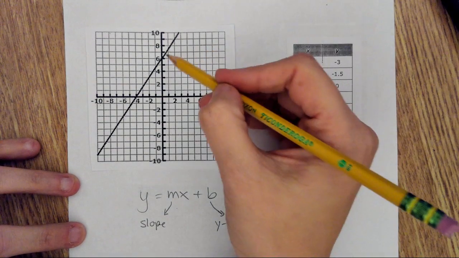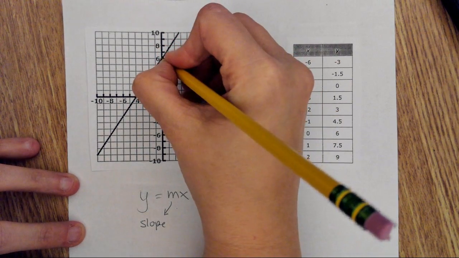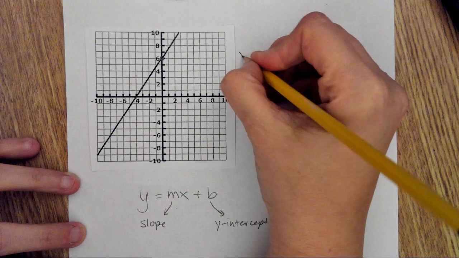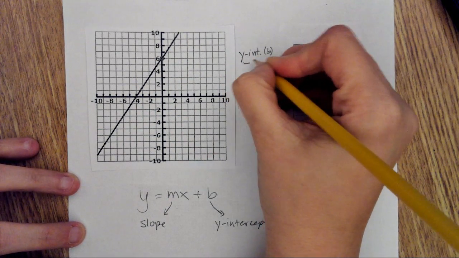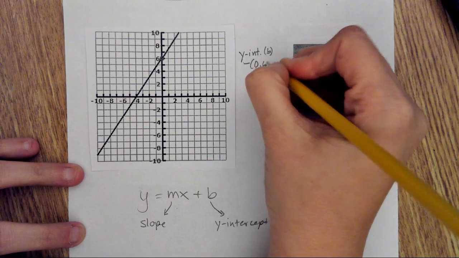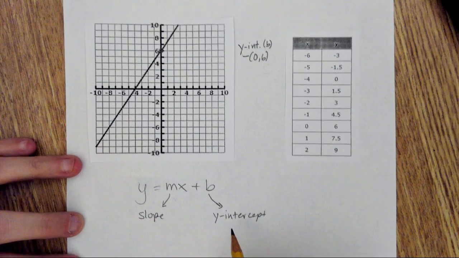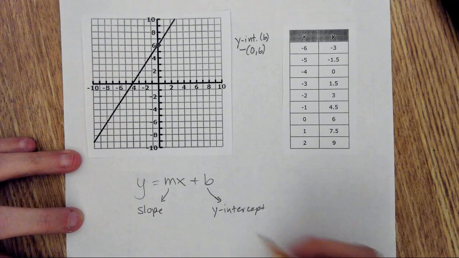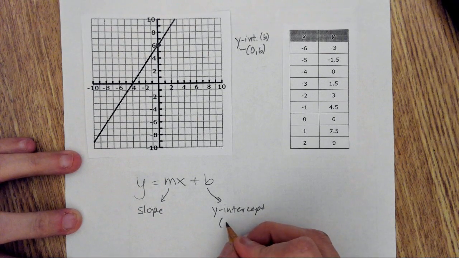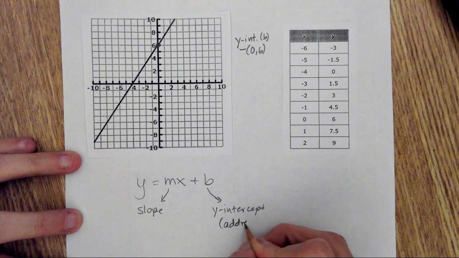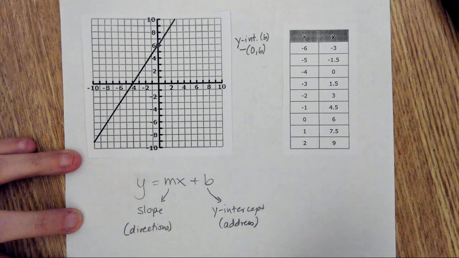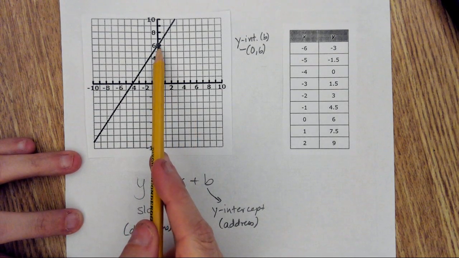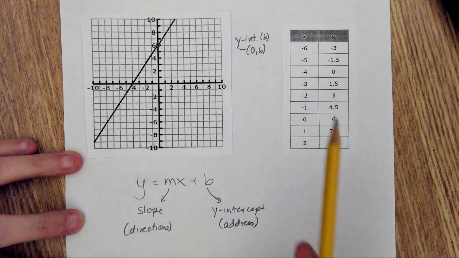Now, the y-intercept is where the line crosses the y-axis. So the y-intercept is right here. My y-intercept, or b, is (0, 6). When I write down my y-intercept, I always write it as a coordinate. I think of it as the y-intercept is the address, and the slope is the directions. So the y-intercept tells me where I start graphing, and the slope tells me how I'm going to move to get to the next point.